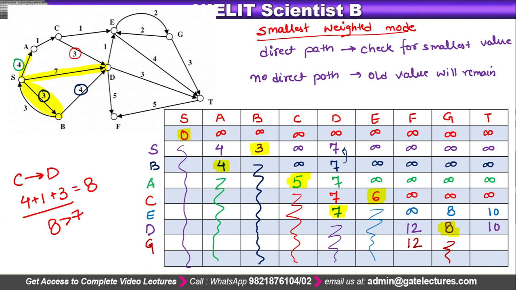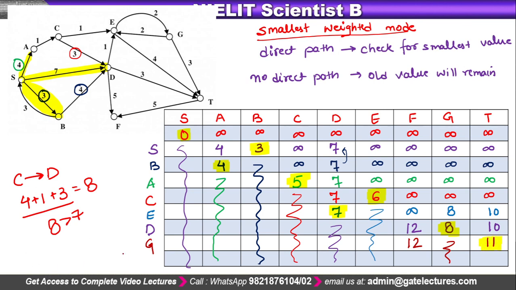That is, so 4, 5, 6, 7, 8, 9, 10, 11. Right? G to T, 8. And then 3 will give you 11. So the smallest value over here is 11. So now you will consider this T attribute.